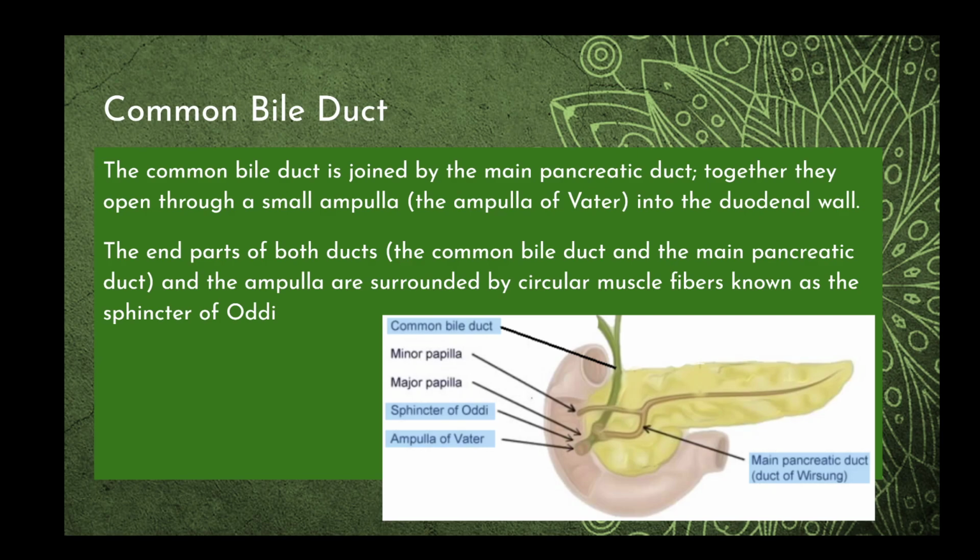So we have spiral valves of Heister. Those are in the cystic duct. We have the ampulla of Vater. That is the hole in which the common bile duct goes into the duodenum. And then the sphincter of Oddi, which is a muscle that controls the ampulla of Vater. So the sphincter of Oddi also helps to release and regulate the flow of bile and pancreatic enzymes.